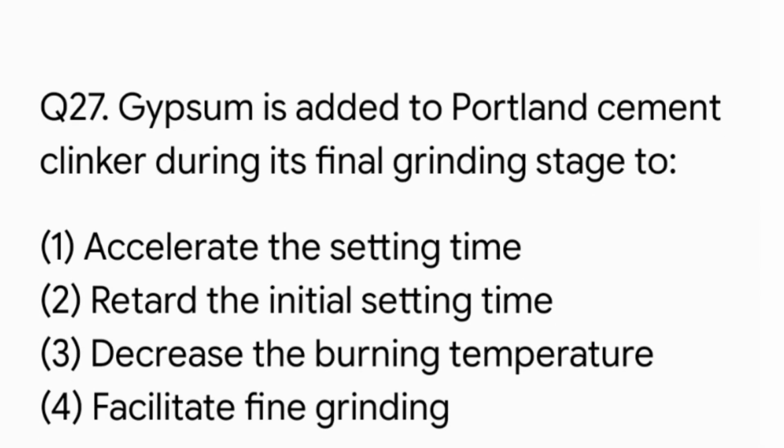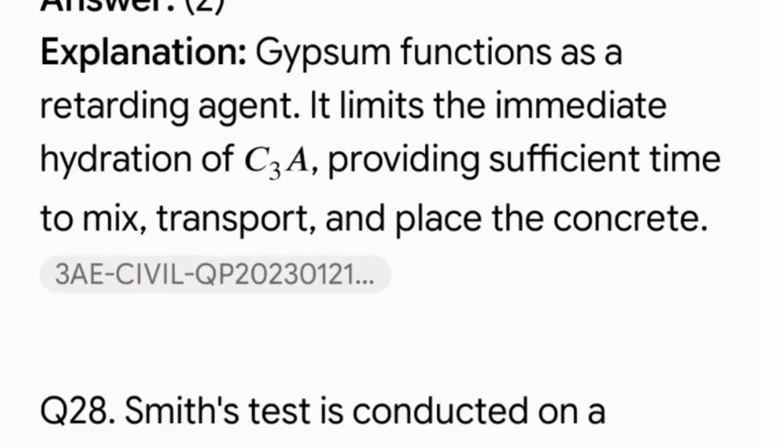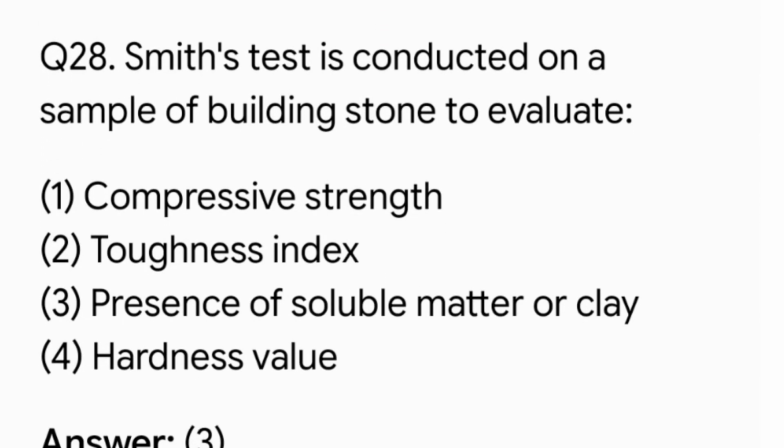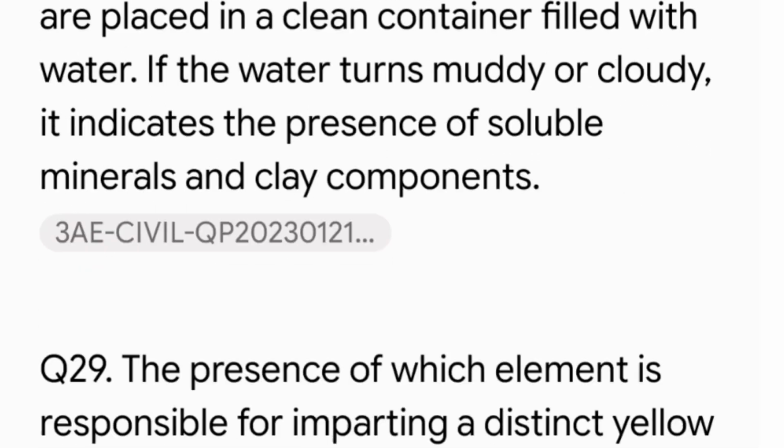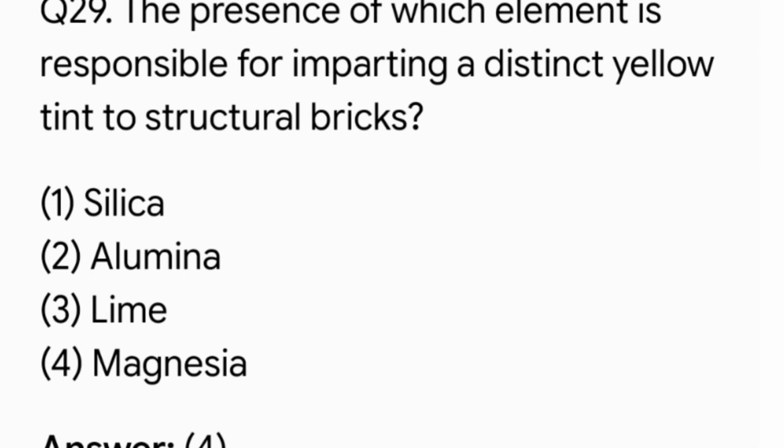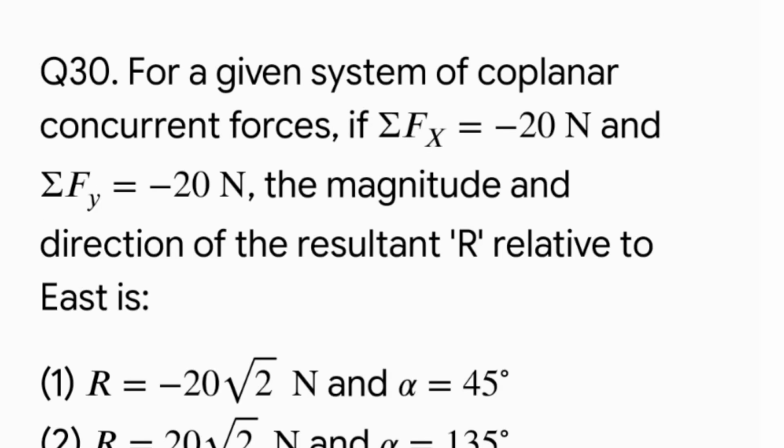Next question. Gypsum is added to Portland cement clinker during its final grinding stage to retard the initial setting time. Next question. Smith's test is conducted on a sample of building stone to evaluate? Correct answer: presence of soluble matter or clay. Next question. The presence of which element is responsible for imparting a distinct yellow tint to structural bricks? Correct answer: magnesia.